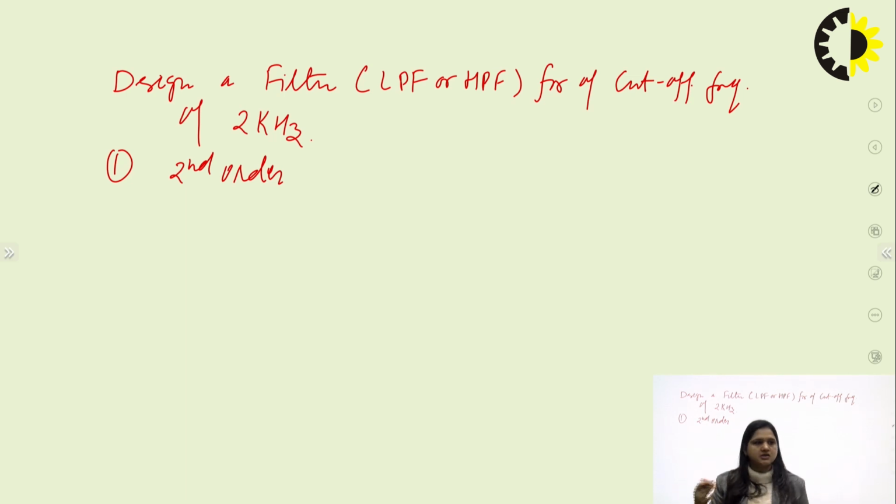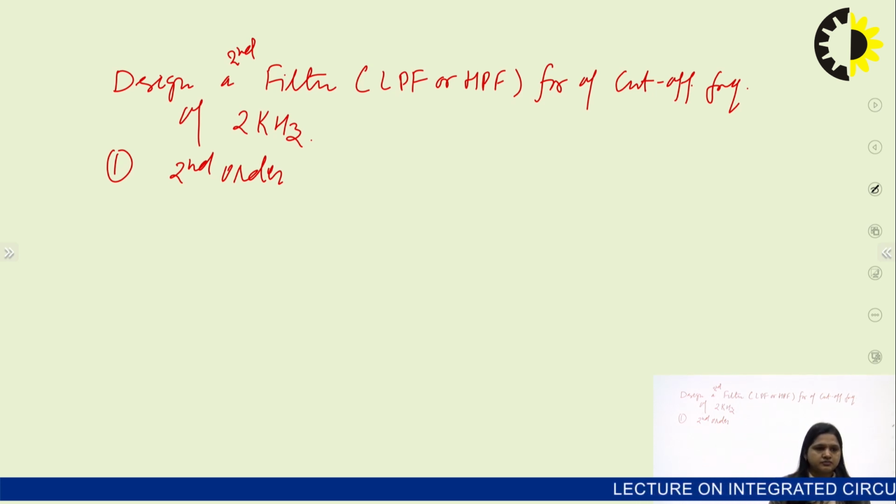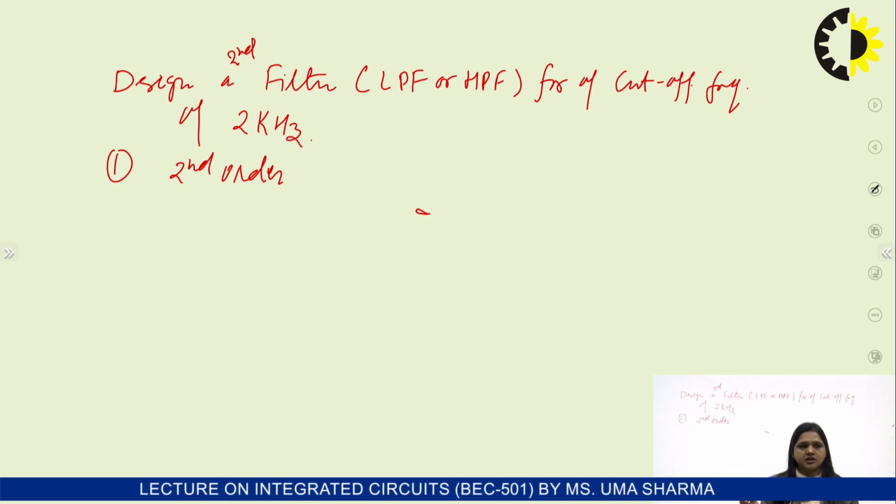If it is given in the question, design a second order, then it's okay. If it is not given, then you have to design second order. If it is given that you have to design a first order, then only you have to design first order. Otherwise, in any case, you have to design a second order filter. So for the second order, the question can be the same, like for a low pass filter for the cutoff frequency of 2 kilohertz and for a high pass filter for the cutoff frequency of 2 kilohertz.